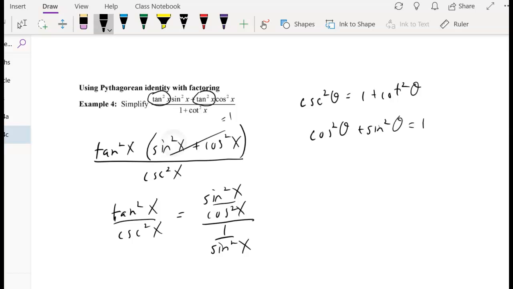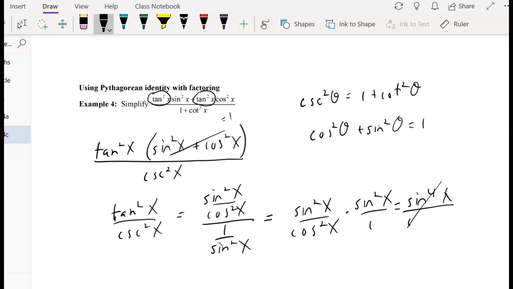We are not going to get something quite as nice as all of the other answers, but it's still going to be pretty simple here. So we have sine squared of x over cosine squared of x. The reciprocal of this is the sine squared of x over 1. So we get the sine to the 4th of x over, well, actually, we can write it like that, but we want to write it as one layer, so we're not going to combine it that way.